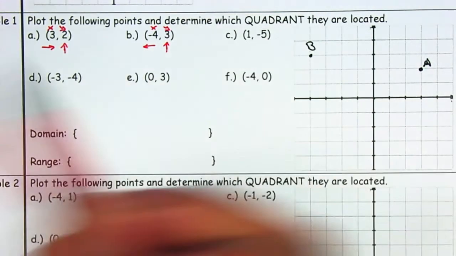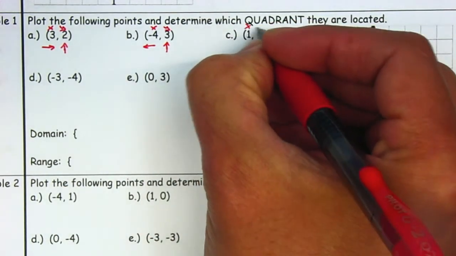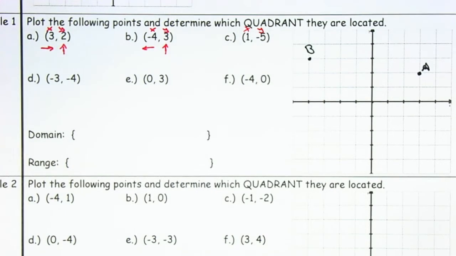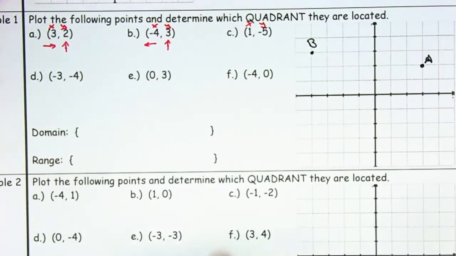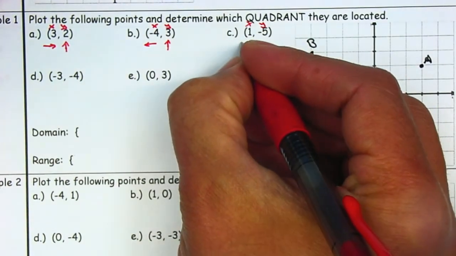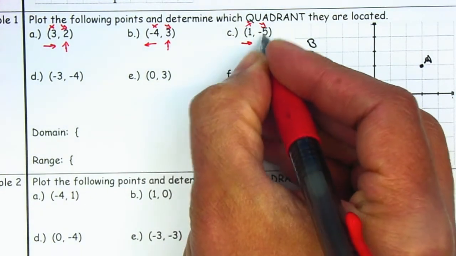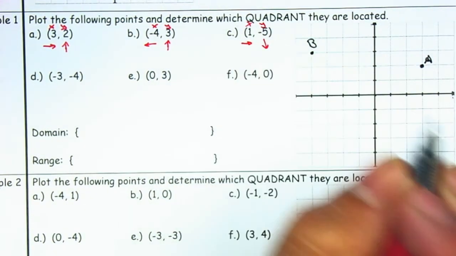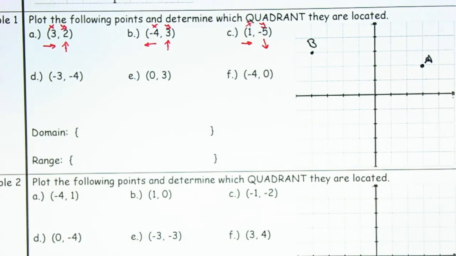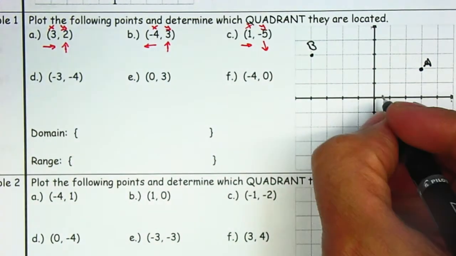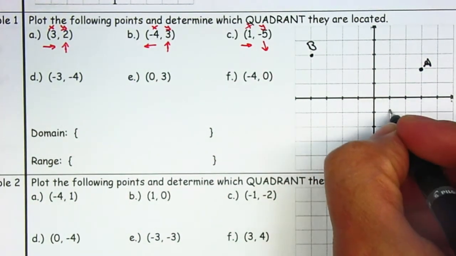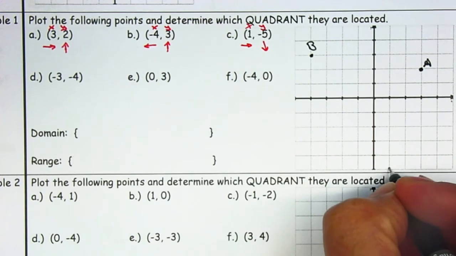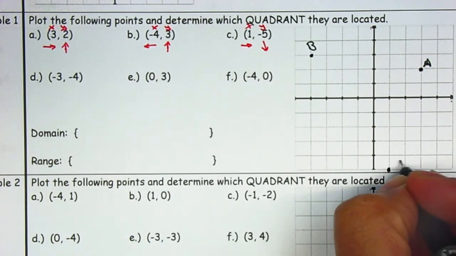Letter C, you need to write down an X and Y on top. Then this is a positive 1. That means we're going to go to the right 1. This is a negative 5. We're going to go down 5. So from the origin, we're going to go to the right 1 and down 1, 2, 3, 4, 5. And that'll be letter C.